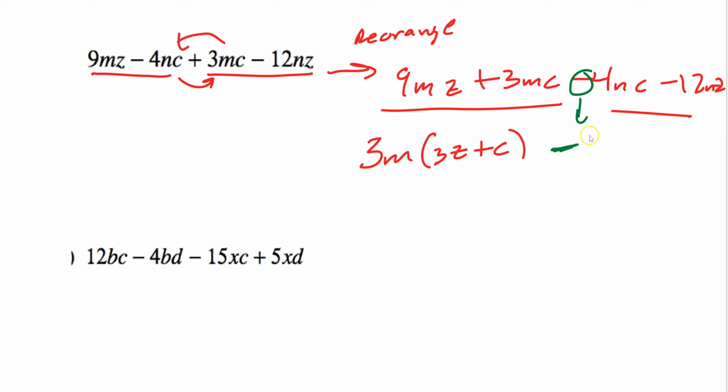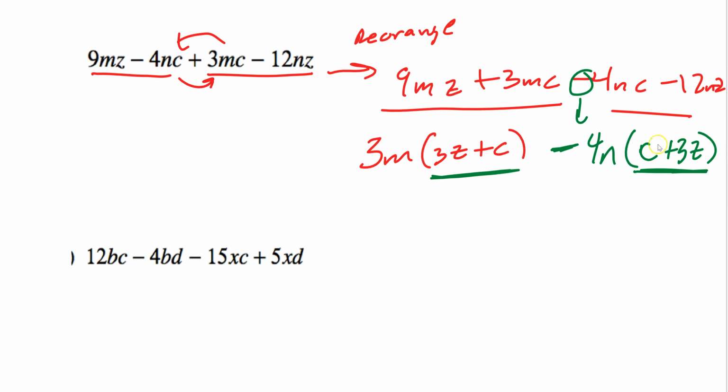These have a 4n in common. It's kind of hard to see. And then I get negative 4nz divided by negative 4 is this c. Negative 12nz divided by negative 4 is plus 3z. Now these look a little different. They're exactly the same, right?